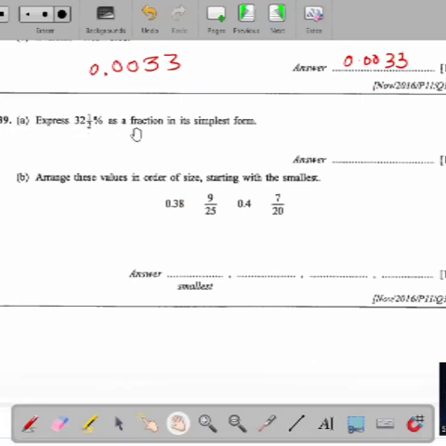Express 32.5% as a fraction in its simplest form. Okay. 32.5%, I can write it like 65 over 2. I will have to write it as a simplest fraction. It means for percentage, I will divide by 100 also. So it is 65 over 200. 5 times, I'm cutting, it is 13 over 40.